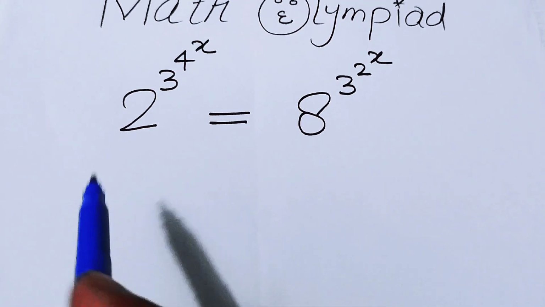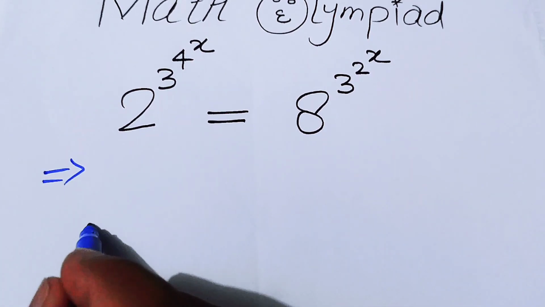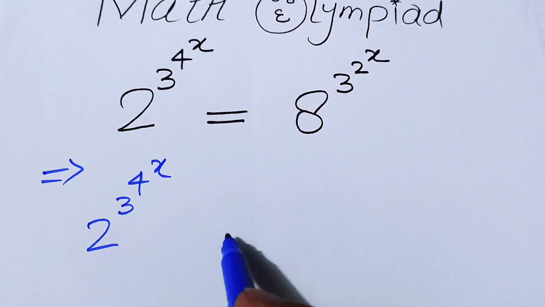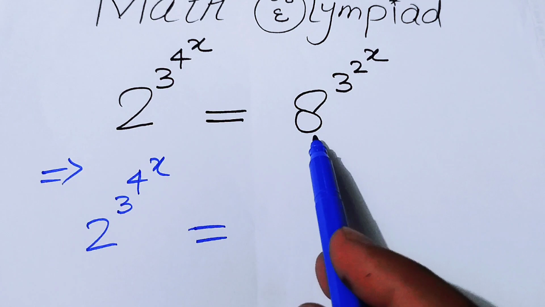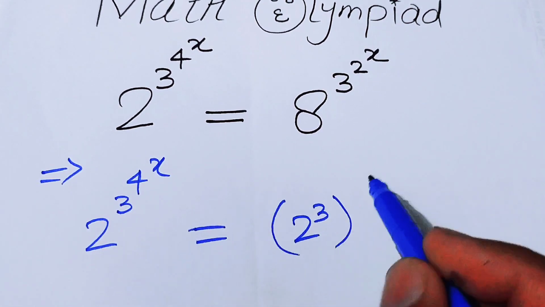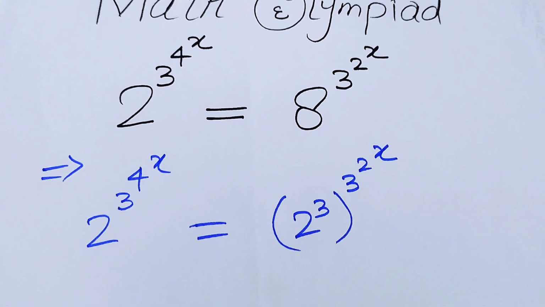So the very first thing we are going to do is rewrite the right hand side. We have 2 to the power of 3 to the power of 4 to the power of x is equal to, here you have 8 and we can write it as 2 to the power of 3 and its whole power 3 to the power of 2 to the power of x.